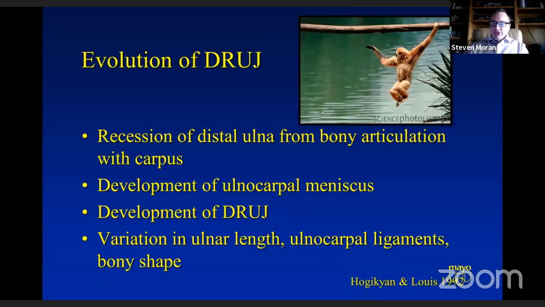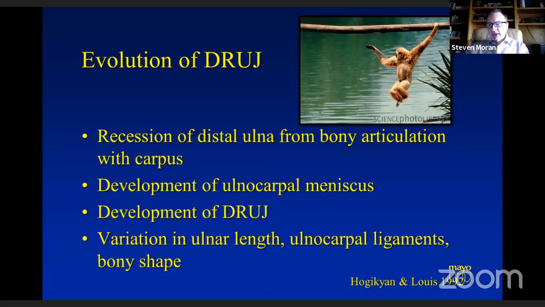So the distal radial ulnar joint developed evolutionarily as we matured into primates, and we had the requirement for brachiation, which means the process of moving through the trees, which required a mobile forearm, different than the quadrupeds. As that developed, there was a recession of the ulna from the carpus, and we developed the ulnar carpal meniscus and eventually the distal radial ulnar joint.